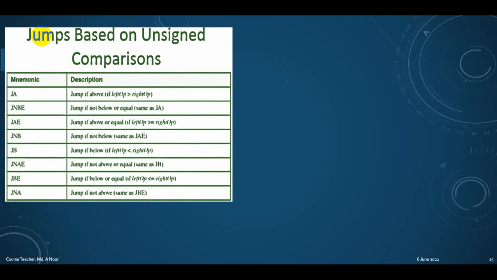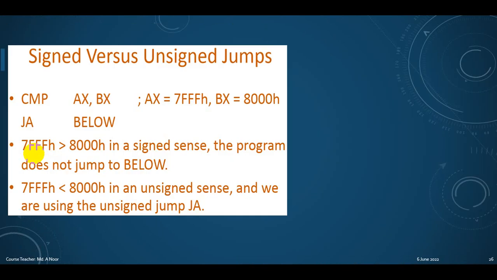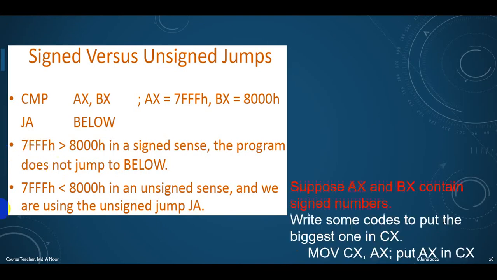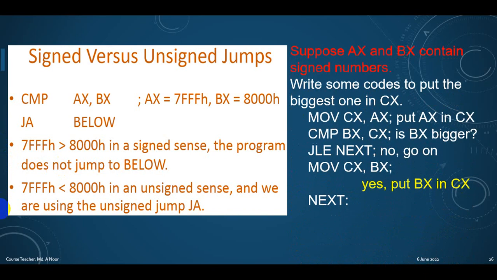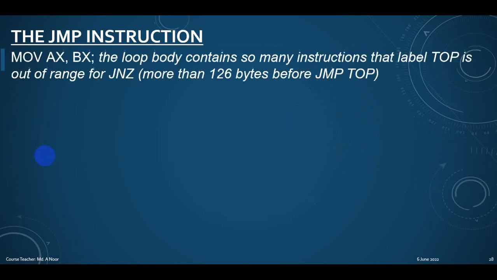So jump based on unsigned comparison. Okay, there are different instructions. All the details you can find from the software, and jump based on signed comparison. Signed versus unsigned jumps. Look at over here. A program has been given. Suppose AX and BX contain signed numbers. Write some code to put the biggest one in the CX register. Okay, so the code is given over here for you to practice with. The jump instruction.